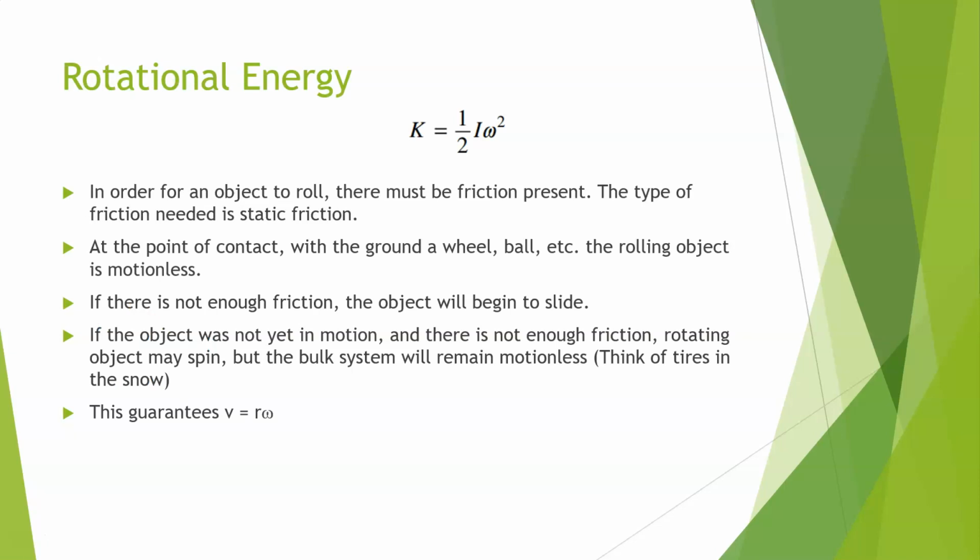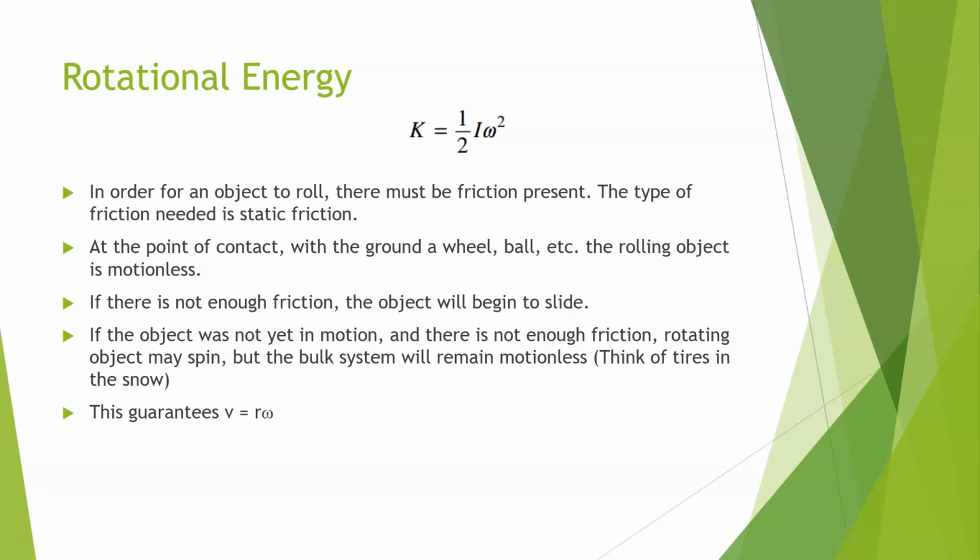The next component was rotational energy. Rotational energy looked very similar to translational energy. Instead of 1/2 mv squared, it's 1/2 I omega squared. Just like kinetic energy, this must be greater than or equal to 0 at all times. Now there's a point that we call rolling without slipping. In rolling without slipping, that guarantees v equals r omega.